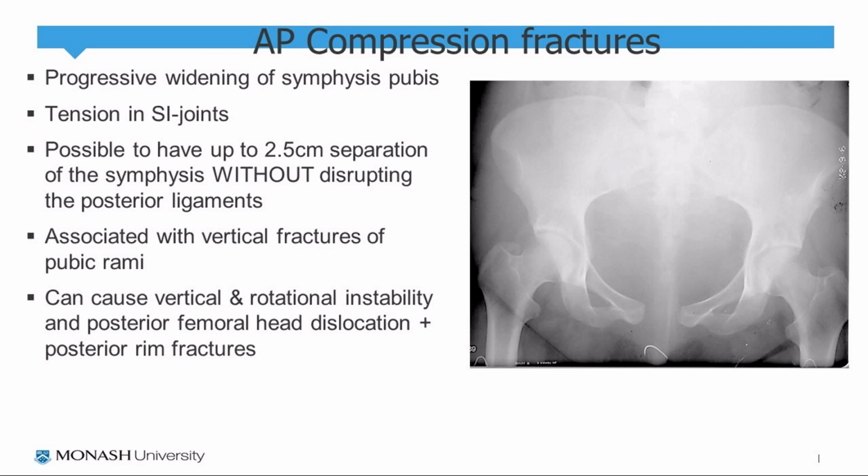With AP compression, there's progressive widening of the symphysis pubis because of tension on the SI joints. It's possible to have up to 2.5 centimeter separation of the symphysis without disrupting the posterior ligaments. There tend to be associated vertical fractures of the pubic rami, and this type of compression can cause vertical and rotational instability, as well as posterior femoral head dislocation and posterior rim fractures.